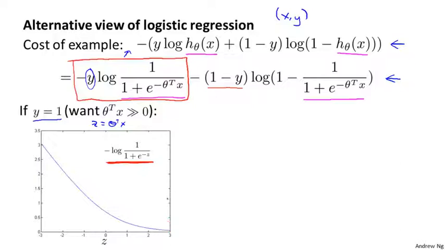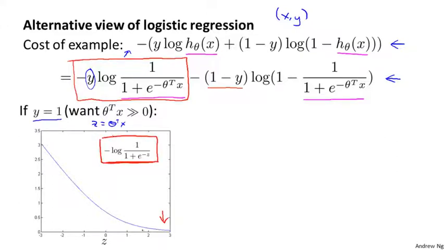And thus we also see that when z is large, that is when theta transpose x is large, that corresponds to a value of z that gives us a fairly small contribution to the cost function. And this kind of explains why when logistic regression sees a positive example with y equals 1, it tries to set theta transpose x to be very large, because that corresponds to this term in the cost function being small.